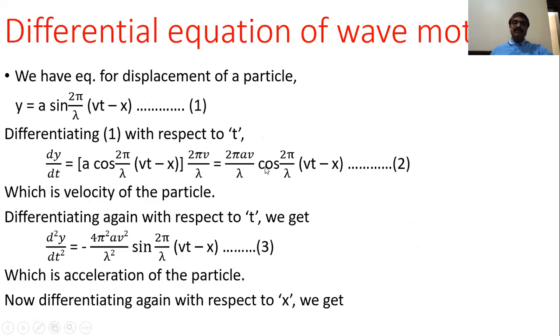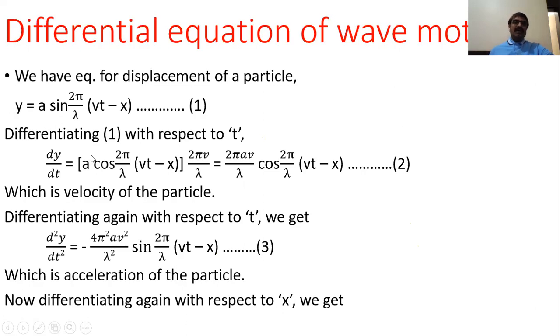And since this is a cosine function, the differentiation of cosine will give a minus sign. So here it is minus sine. Again the same coefficient 2 pi v by lambda will come into multiplication, and it will be 4 pi square v square upon lambda square, and a as it is, and this is the sine. So this is the acceleration of the particle. Let's call it equation 3.